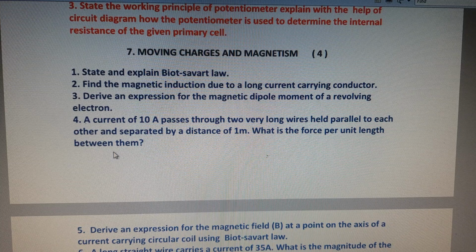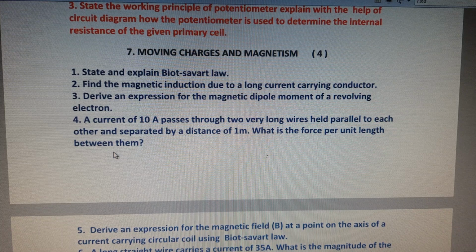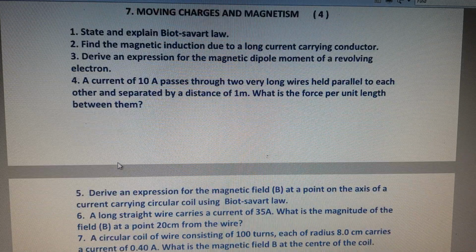2020-21. So the first question: state and explain Biot-Savart law, a very important question. And second one: find the magnetic induction due to a long current carrying conductor. And third one: derive an expression for the magnetic dipole moment of a revolving electron. And fourth one is a problem.